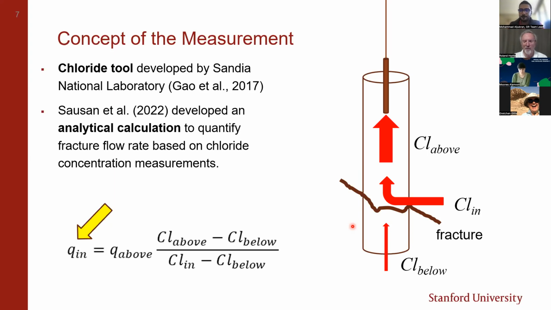So we achieve two things at the same time there. First of all, if we see a change in the chloride concentration, it's indicative that the fracture is there. And then secondly, we can estimate how much the fracture is actually flowing.